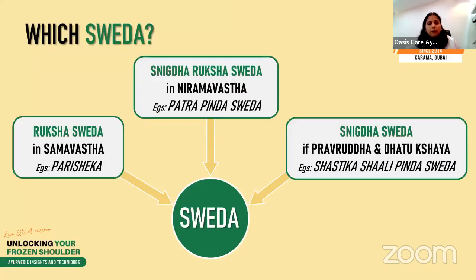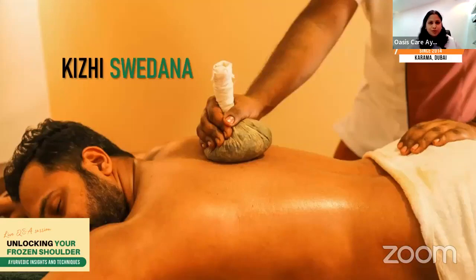Now, the main part of frozen shoulder treatment is Svedana, which is fomentation. We are recommending different kinds of Svedana treatment. In this, we recommend both Snigdha and Ruksha kinds of treatments. In this, Patrapinda Sveda, I am going to show you the photos also, so you can relate to it. These kinds of potlis we use, and these kinds of fomentation treatments we use for frozen shoulders.